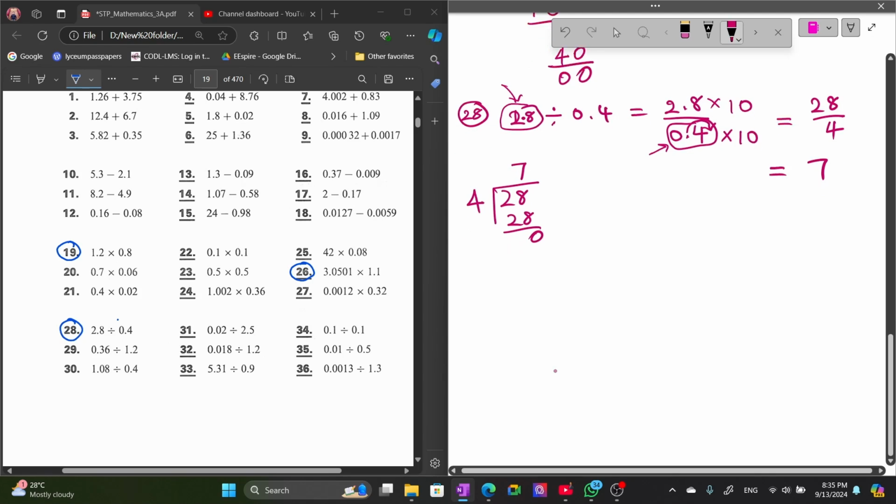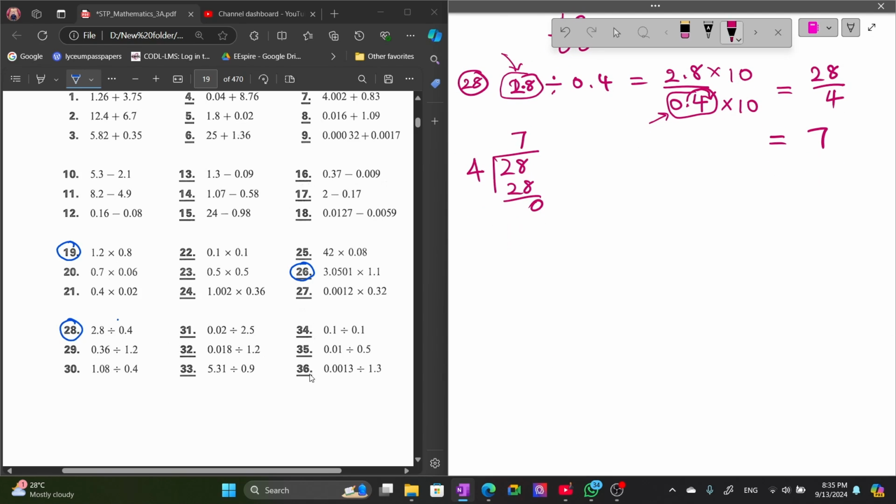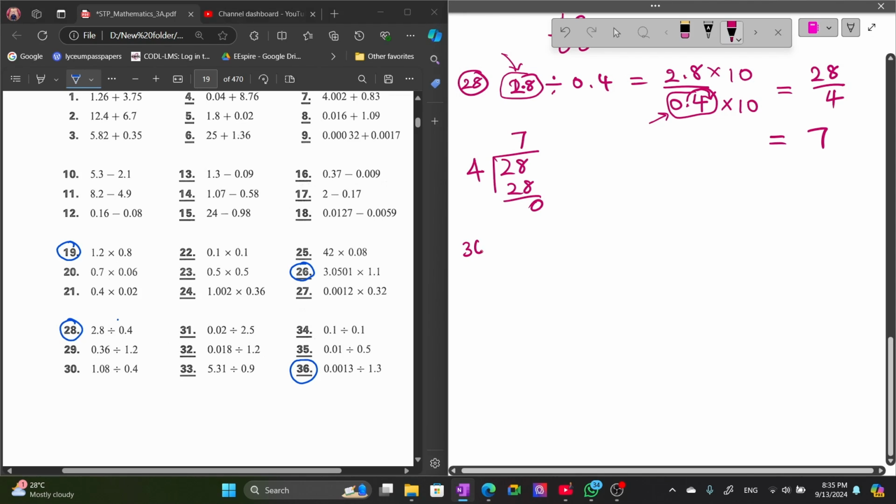Okay, I'll do the 36th one also. So 36th one, 0.0013 divided by 1.3. So the first step is we have to write this as a fraction. The first number comes as the numerator, 0.0013, divided by the second number, which comes to the denominator, 1.3.